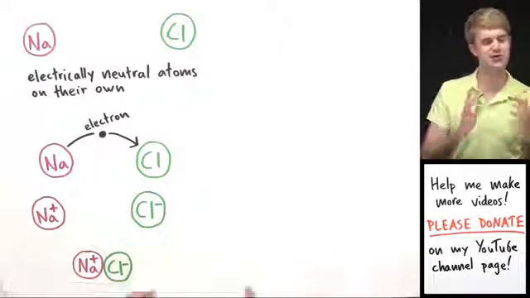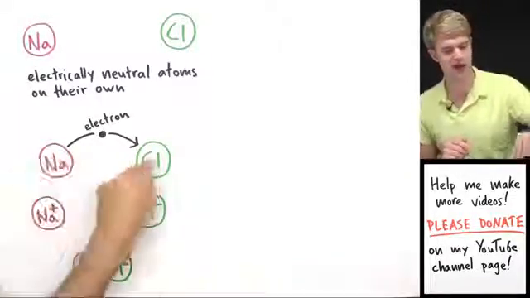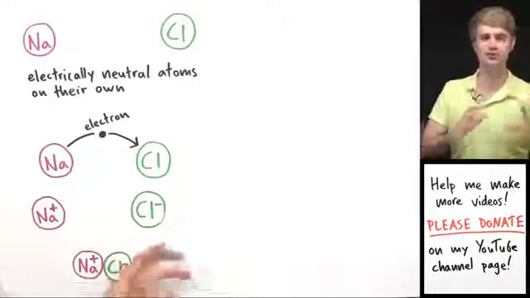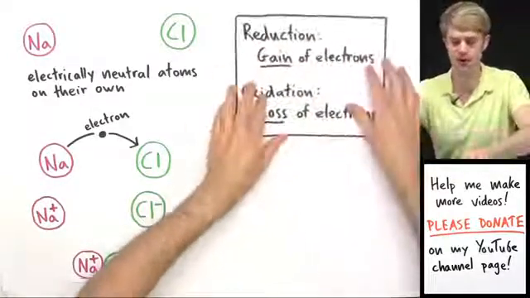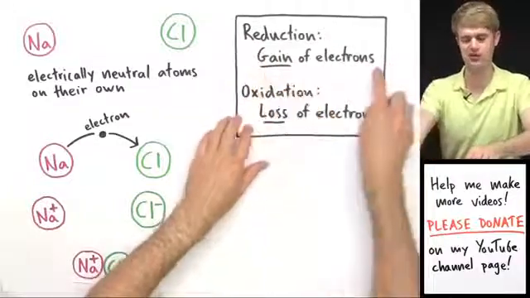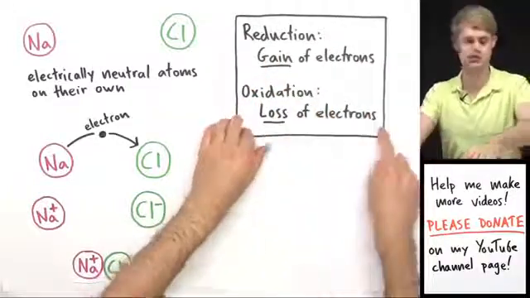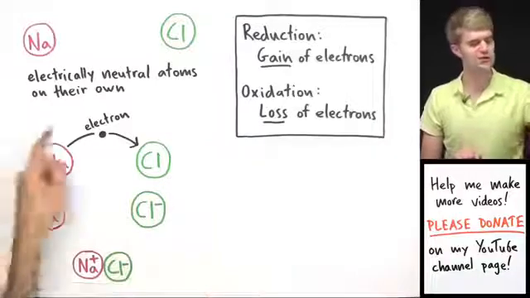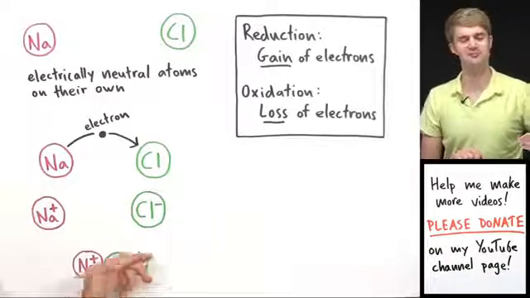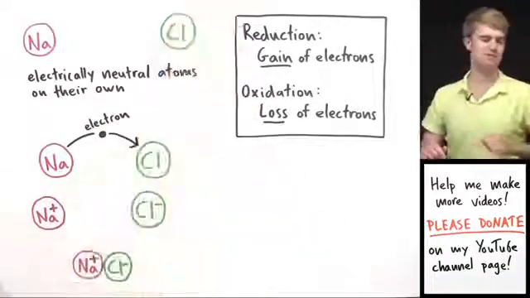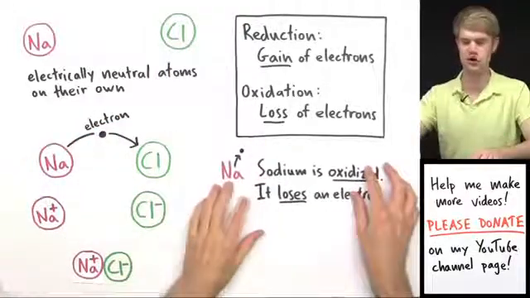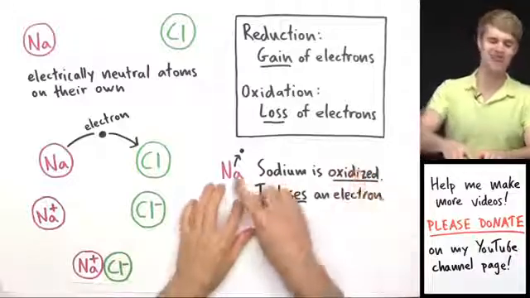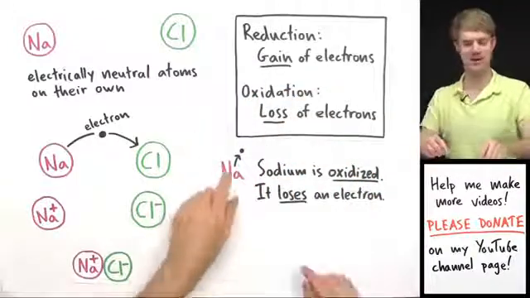I now want to describe what's happening to sodium and chlorine using these terms reduction and oxidation. So just to refresh your memory, reduction here is a gain of electrons and oxidation is a loss of electrons. So for sodium, what's happening? Is it being reduced or is it being oxidized? Well, sodium is giving up one of its electrons, it's losing an electron, so it's being oxidized. Here's a diagram of sodium giving up that electron.